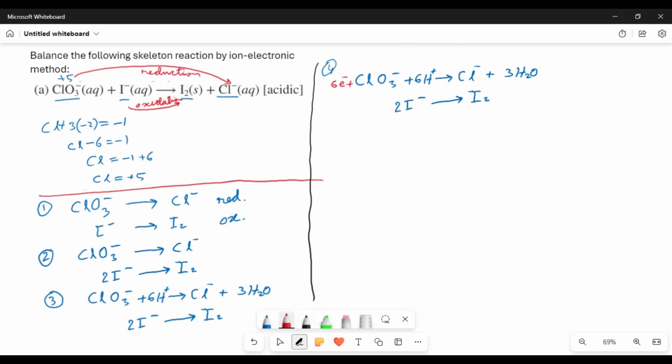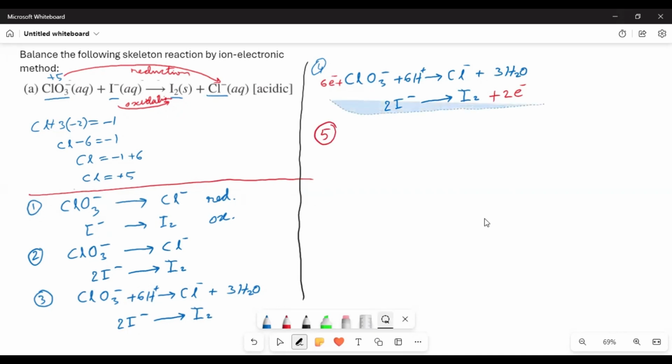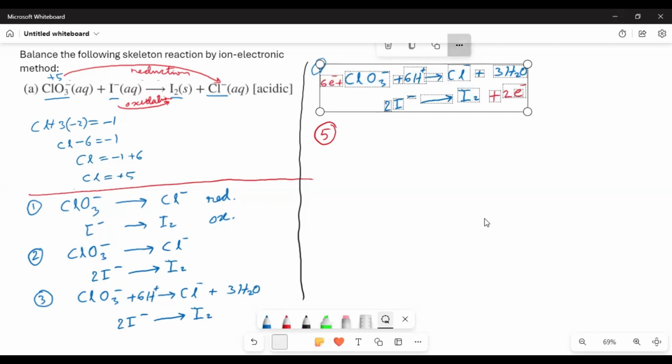And one iodide is losing 1 electron. So two iodide lose 2 electrons. So there would be 2 electrons on the right hand side. If you write electrons on the right hand side, it shows the removal of electron. So in the next step, if it is 2 and it is 6, the LCM is 6. So for balancing electrons, we have to equalize the electrons in both the equations.